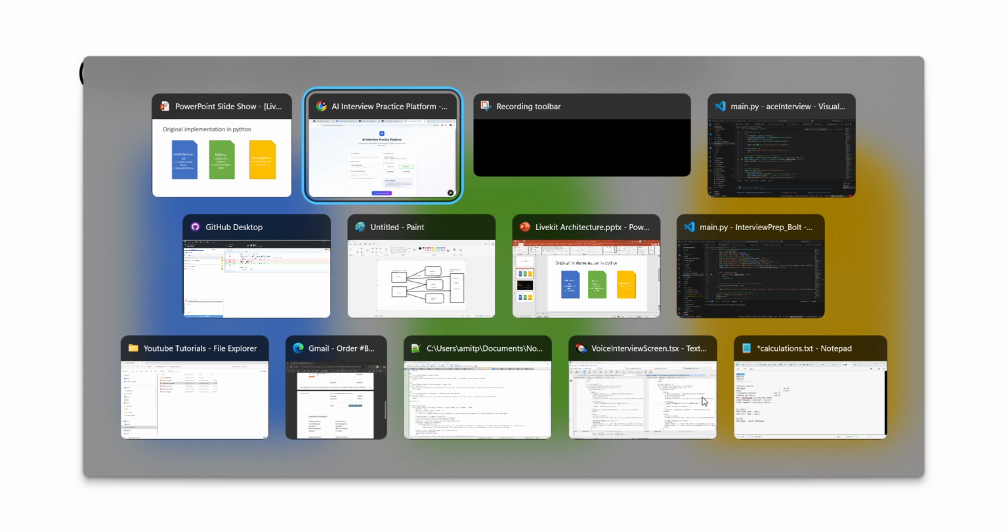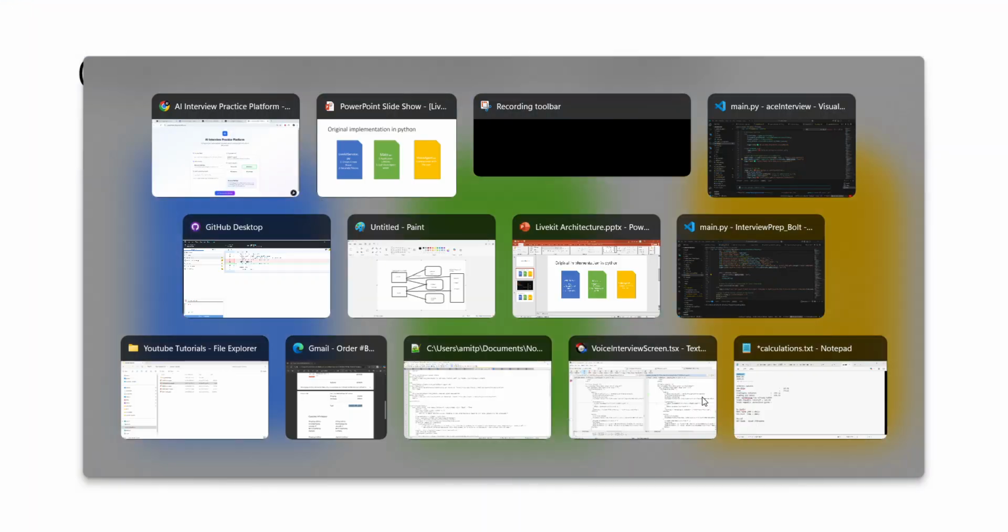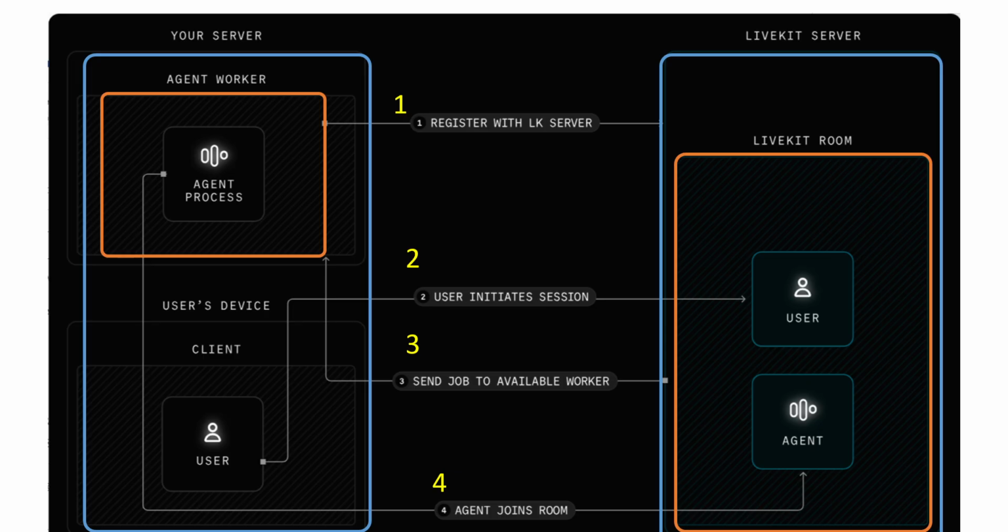Now, the problem was that this is not how Livekit architecture itself is designed. So let's have a quick look at the Livekit architecture itself and what we missed. So we missed the first step to begin with. The first step would be to register with the Livekit server, but with a specific room, because we need to provide this agent with new details of the user every time.